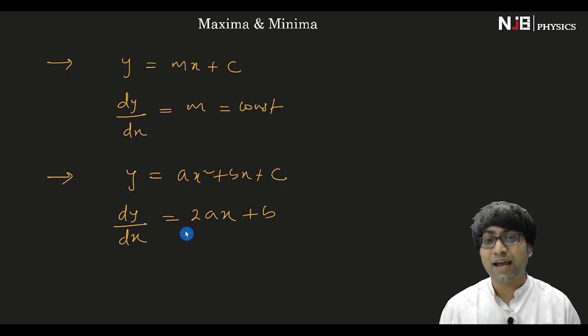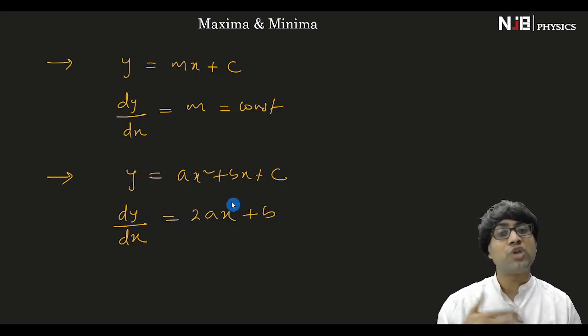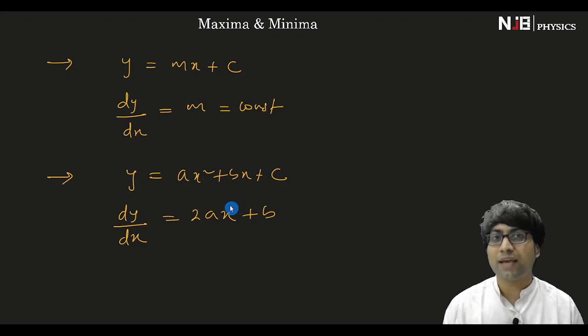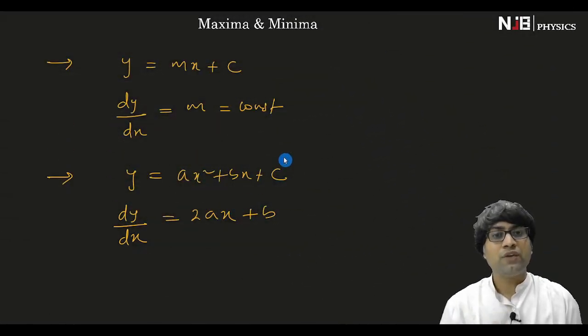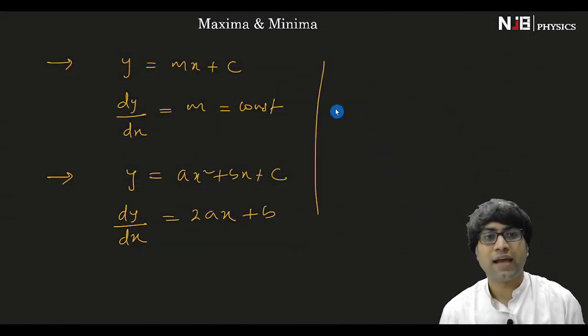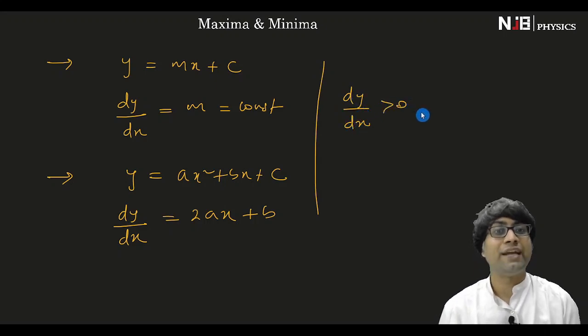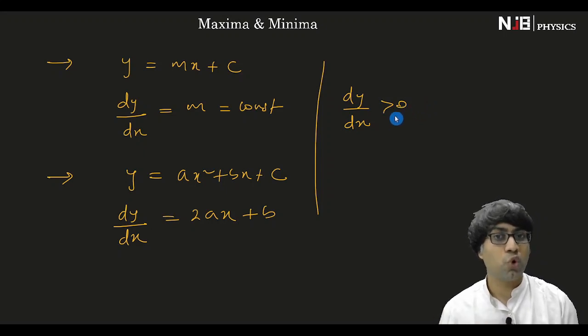That's why we can say that the slope of a quadratic function or a parabola changes linearly with respect to x. And in fact, we have noted this point when we studied quadratic functions. And one more thing we can note over here: if dy/dx is greater than 0, it implies that the graph is increasing, because we have already talked about the slope, that if the slope is positive, the graph is increasing. So we can write that if dy/dx is greater than 0, this implies that it is going to be an increasing graph.